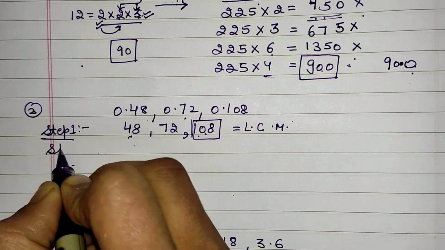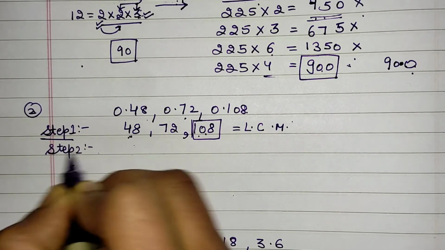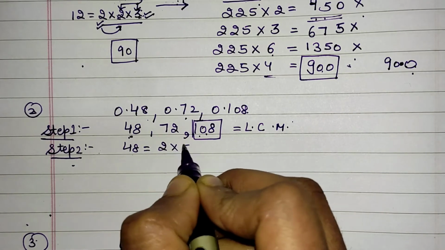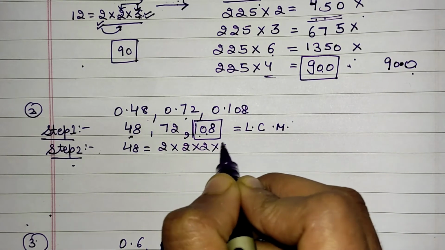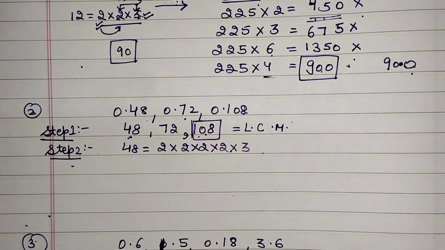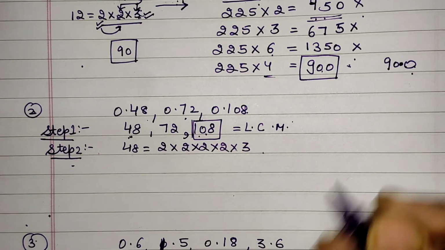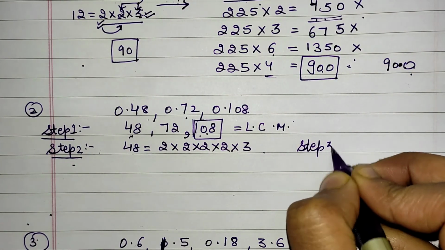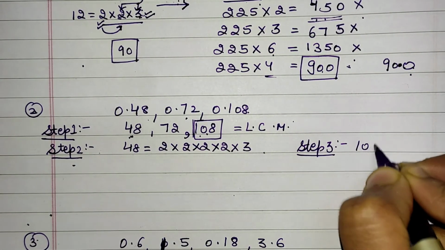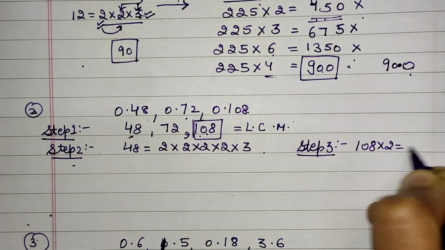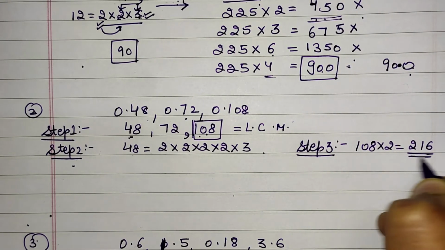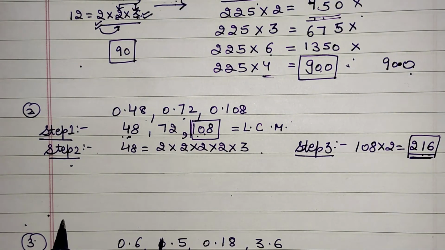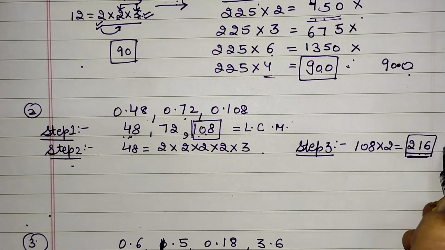So in step number 2, I write down the factors of 48, which is very easy to do. Now in step number 3, I multiply my value 108 with each and every factor and check whether the result is divisible by 48 or not. Okay, so it is not divisible.